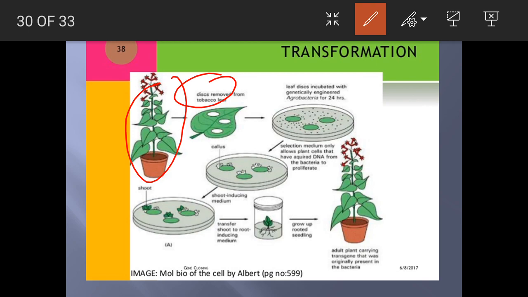Explant means any part of the plant from which you need to generate a whole plant, or which you use for tissue culture, is called the explant. Keep this explant in a tube.